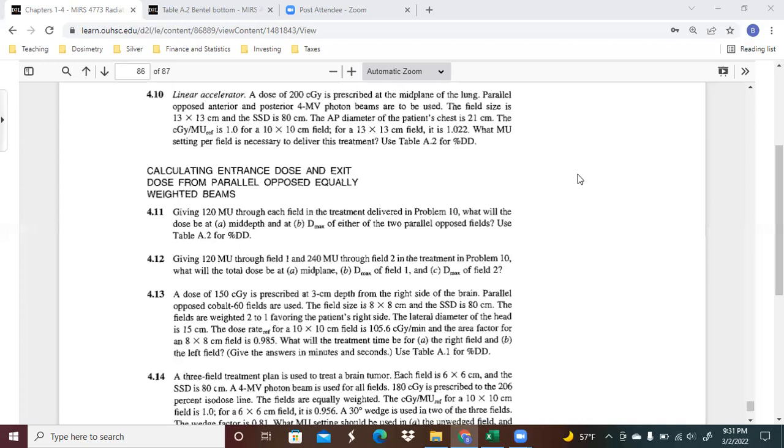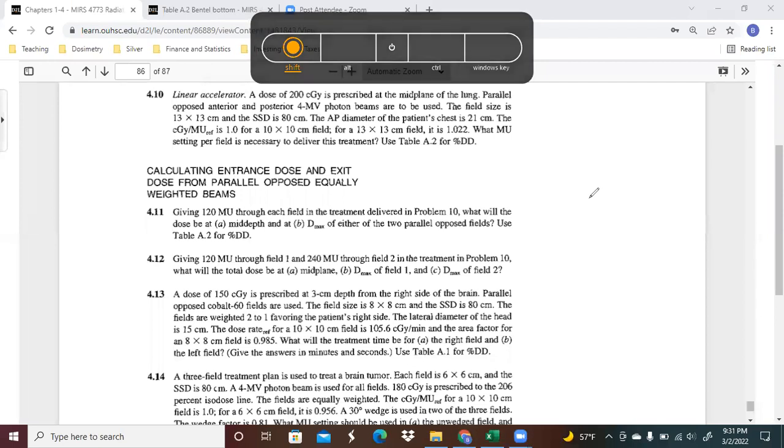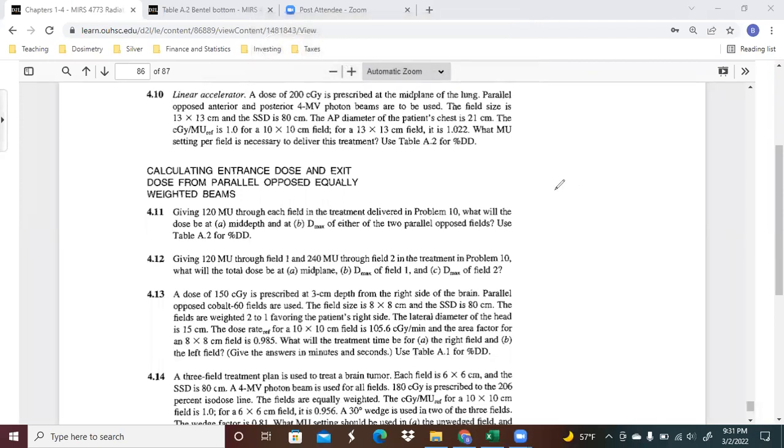So let's take a look here at what we're going to need. So let's take a look here at part A. So for part A, we know that we have 120 monitor units, and we're going to be looking at the dose at mid depth.